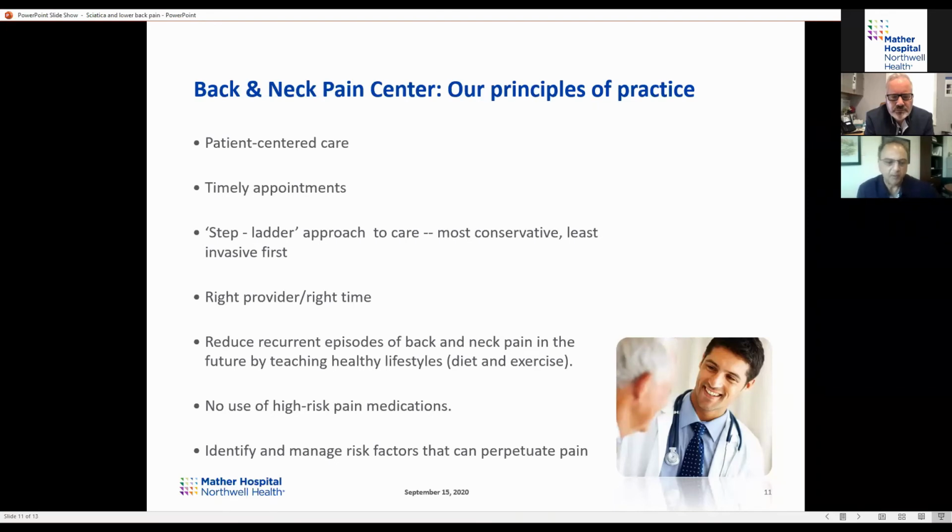And most importantly, we identify risk factors that can perpetuate pain, and then we manage them so that we can reduce recurrences in the future, so that most importantly, you can get back to living the life you want to, enjoying the things you love to enjoy, whether it be gardening, hobbies, golf, tennis, whatever it may be.